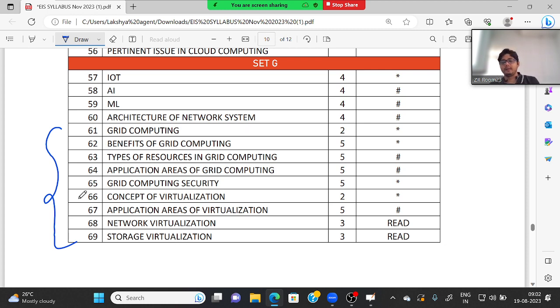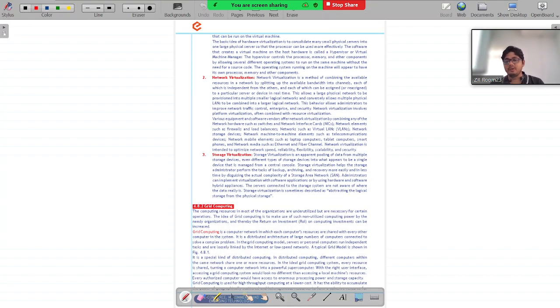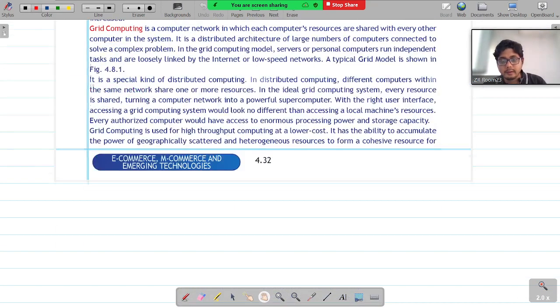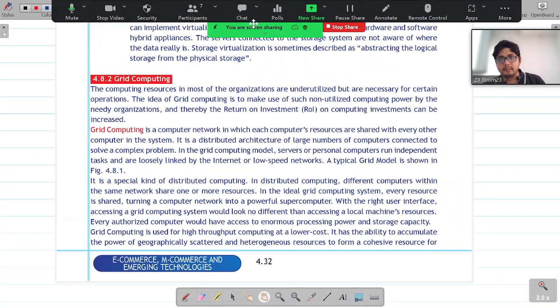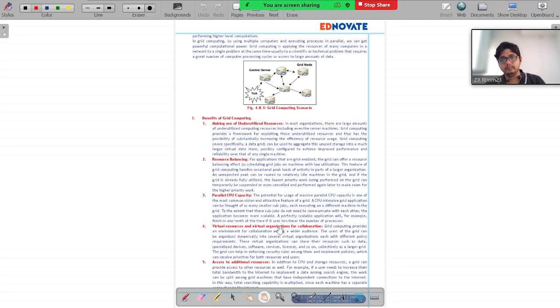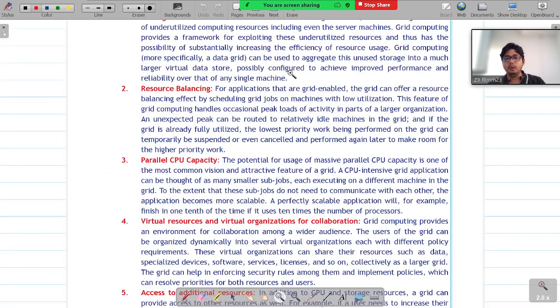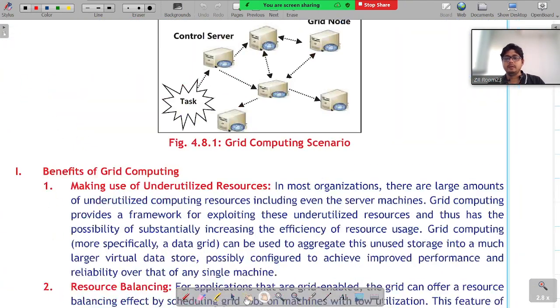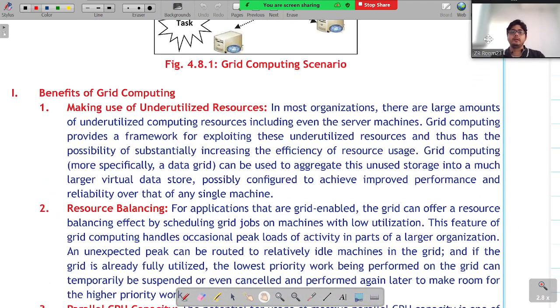Benefits of grid computing. It's a star mark question, so please mark it. In my textbook, it is page number 4.33. What is grid? I will explain to you. Listen very properly. What is grid? Grid computing. Now what is the concept all about?